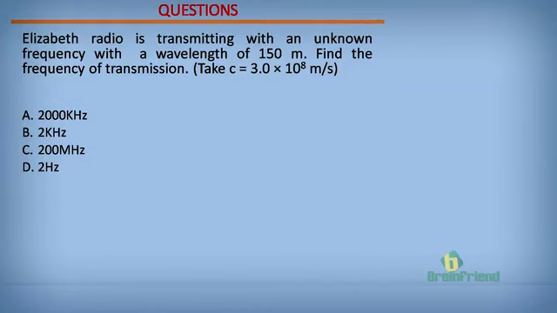Let's take this question. Elizabeth radio is transmitting with an unknown frequency with a wavelength of 150 meters. Find the frequency of transmission. Take C to be equal to 3.0 times 10 raised to the power 8 meters per second. A, 2000 kilohertz. B, 2 kilohertz. C, 200 megahertz. D, 2 hertz. Let's look at the solution.